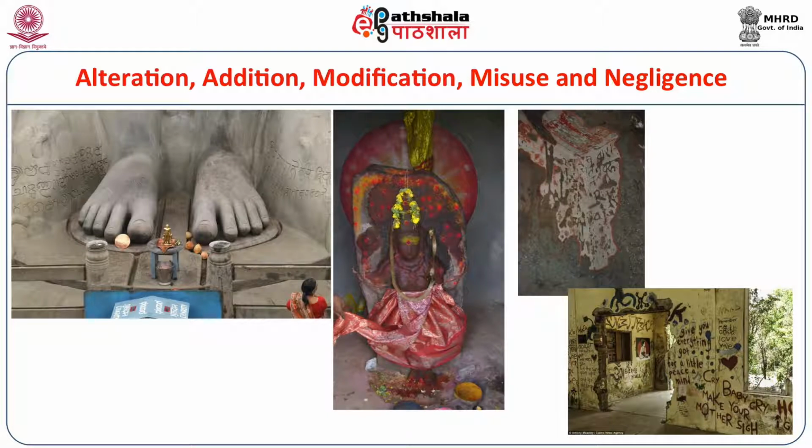Also in the middle, we can see the sculpture has been completely smeared with turmeric, oil and other materials. It will again cause structural problems affecting the main stone. And in the third one, we can see how visitors, because they don't care about the archaeological remains or our important cultural heritage, scribble over the monument, completely defacing it and deteriorating the structure as well as the monument itself.